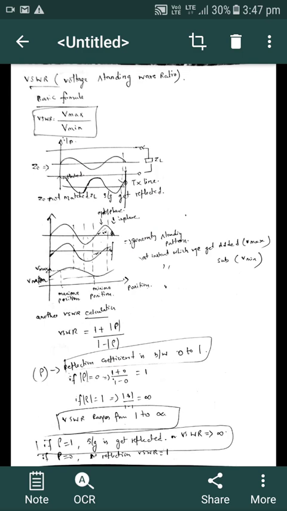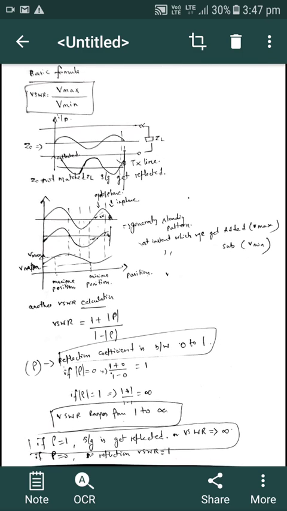If the signal gets reflected, definitely the VSWR value tends to infinity and the rho value is 1. Or else we can say if the rho value is 1, there is definitely a signal reflection and the VSWR value is infinity. And if the rho value is 0, there is no reflection of the signal. So based on that, VSWR is known, because we have the VSWR formula with respect to the reflection coefficient.